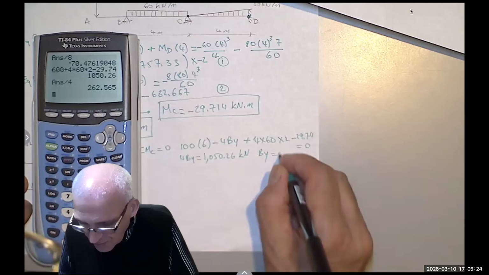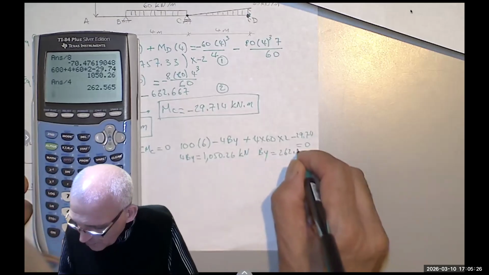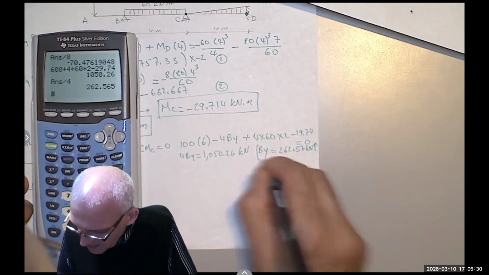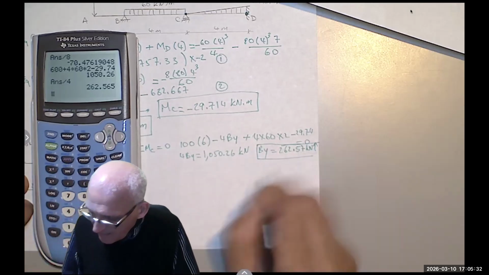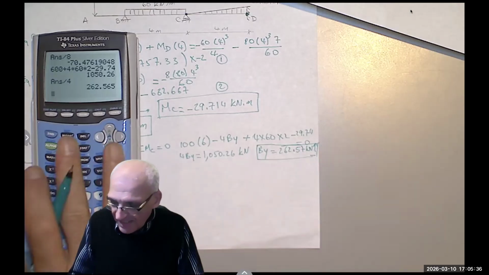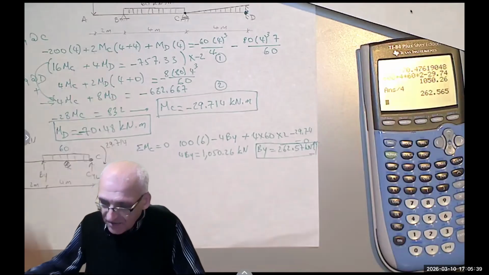So By equals 262.57 kilonewton, positive, meaning we assume it was up, and it's correctly up. That's how I find one of the reactions. Now I can do the opposite.